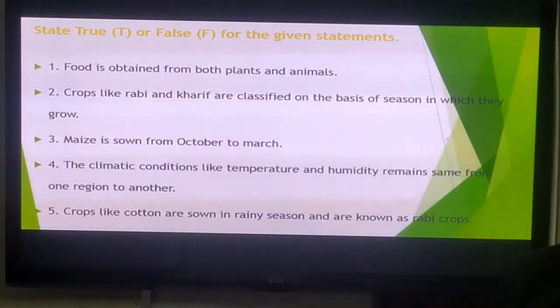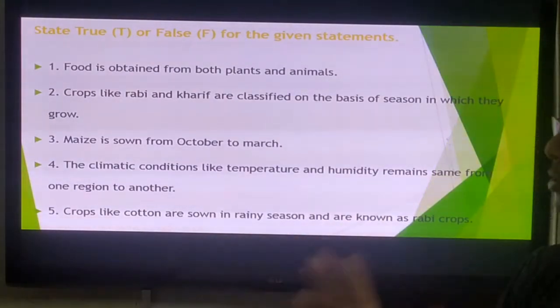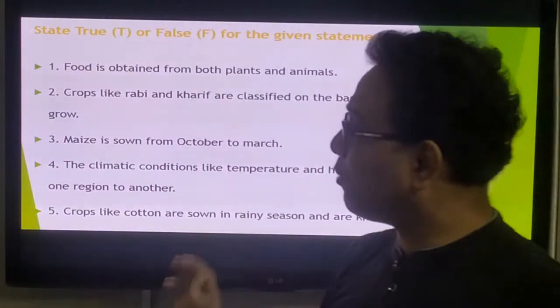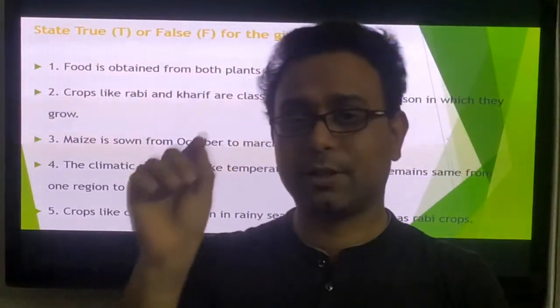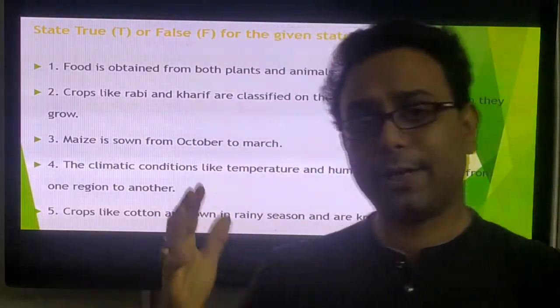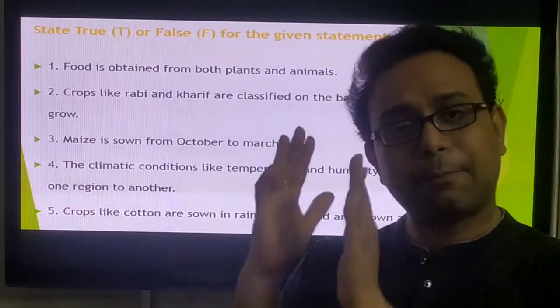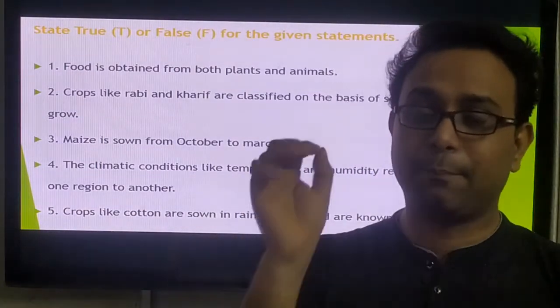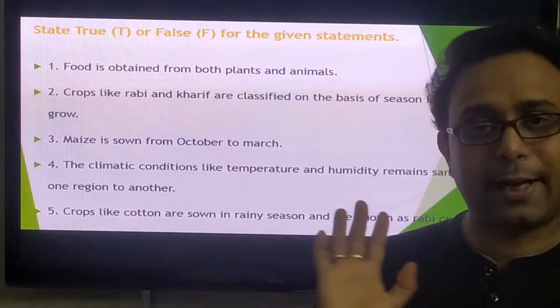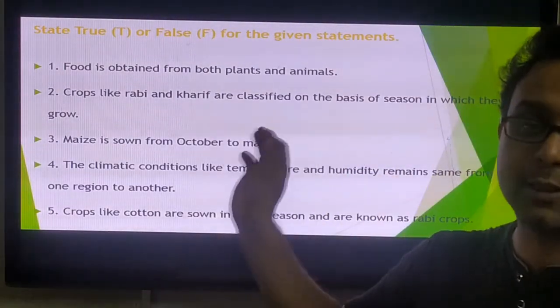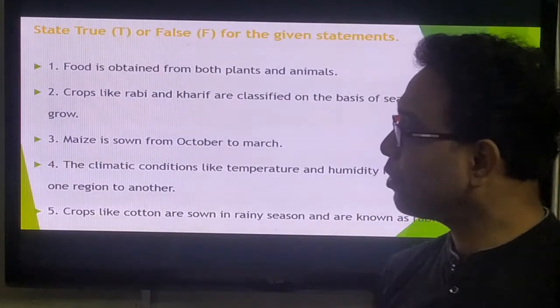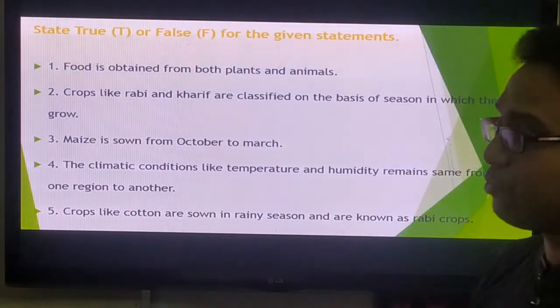And now the true and false is there. Which one is true and which one is false? You write down like 1 F, 2 T, 3 T. And when you write down the 5 answers, after that you press the enter button. Right? Single input is not applicable for the true and false. So for each, write down true or false.